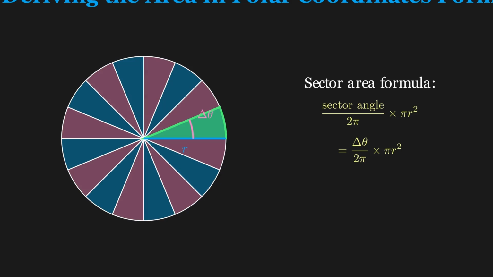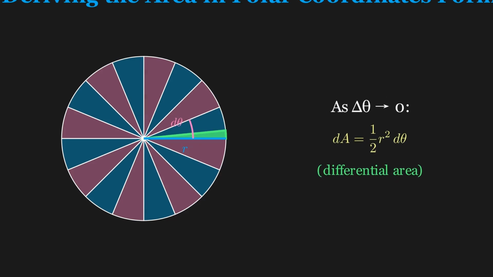Let's examine a single sector. For a circular sector with radius r and a central angle delta theta, the area is the sector angle over 2 pi times pi r squared. That gives us delta theta over 2 pi times pi r squared. This simplifies to 1/2 r squared delta theta. Now comes the calculus. As delta theta approaches 0, our sector becomes infinitesimally thin. The area of this differential sector is dA equals 1/2 r squared d theta. This is our building block.